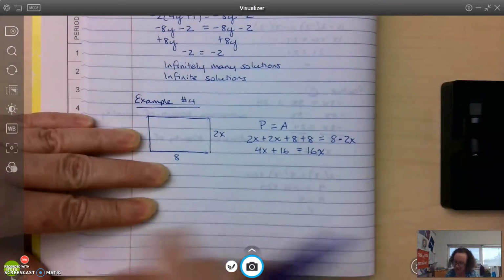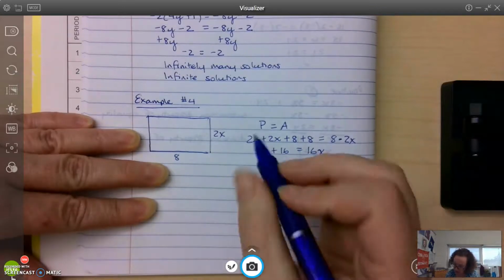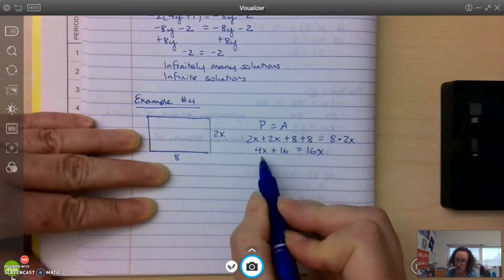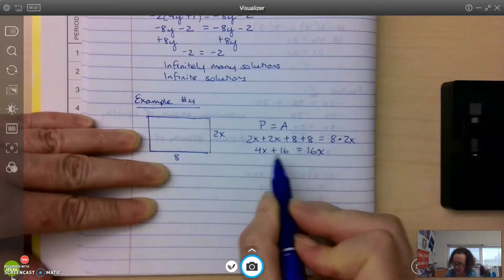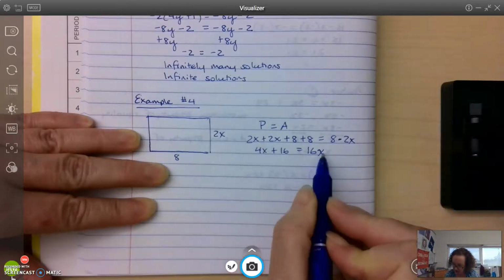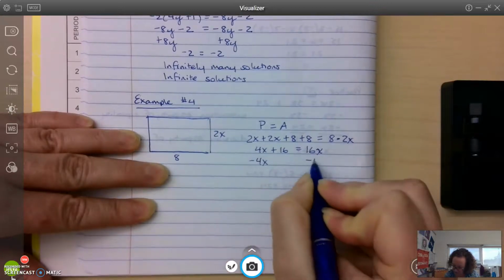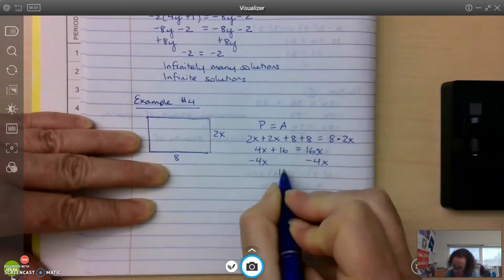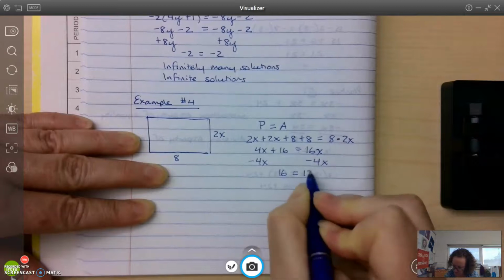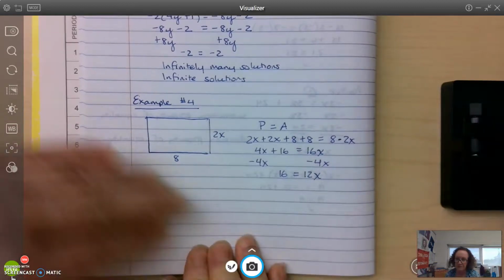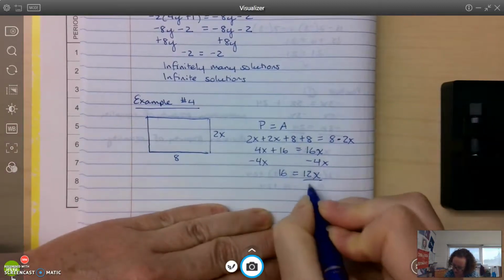So once I have that equation, now I can collect my like terms on one side. I'm actually going to subtract 4x from both sides so that the x's are over here and the constants are over here. So minus 4x. So I've got 16 equals 12x. And then I'm going to divide both sides by 12.